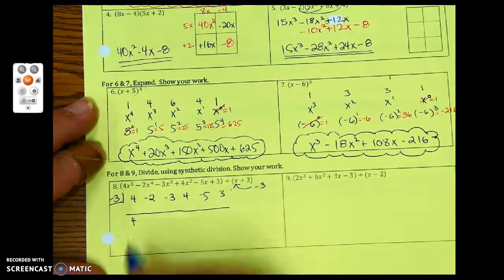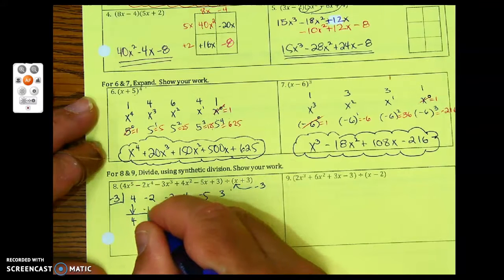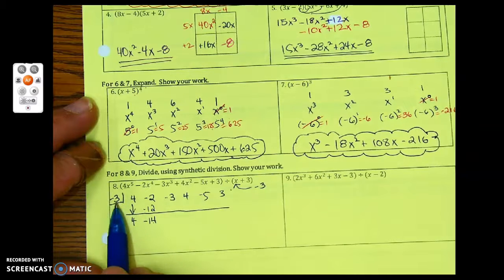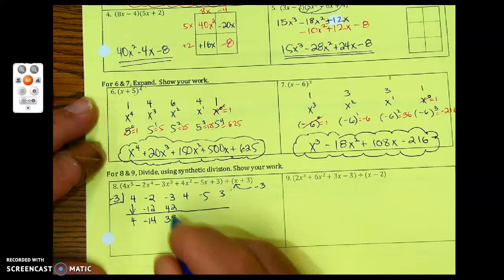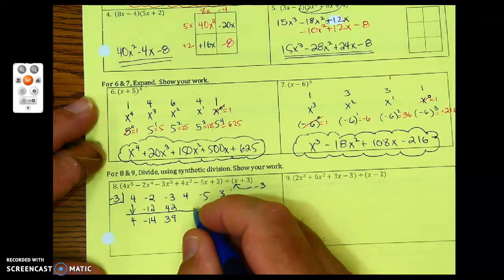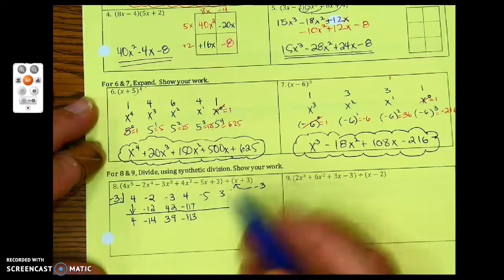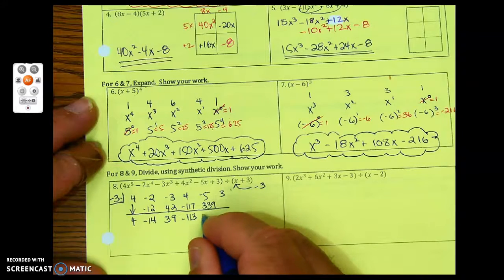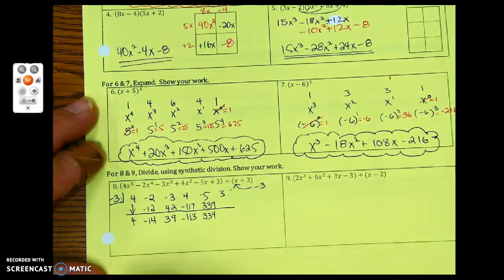So we bring down the 4. Now we multiply negative 3 and 4 and we get negative 12. Add these up, we get negative 14. Go back and multiply by negative 3 here, we get 42. Add these up, we get 39. Multiply by negative 3, we get negative 117. Add these up, we get negative 113. Multiply these, we get positive 339. Add these up, we get 334. And then finally, multiply 334 times negative 3.